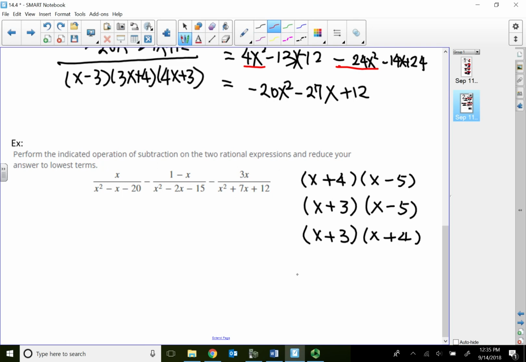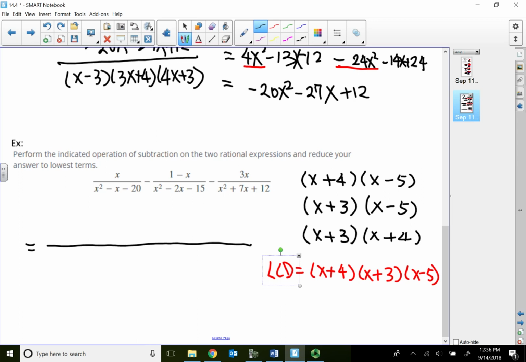So let's see who repeated, who did not. I see the x plus 4 repeated, so we count that one time. The plus 3 repeated between any two denominators, so count that one time. The minus 5 repeated between the first two, count that one time. So that would be my LCD of this big old thing. So that's x plus 4, x plus 3, and x minus 5.